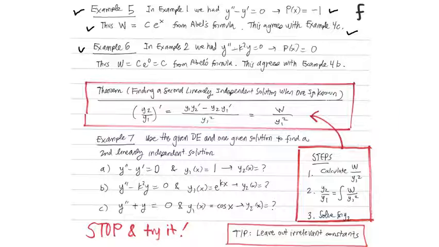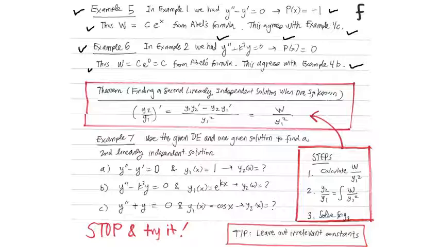Similarly, in example 2, we had this differential equation. The coefficient of y prime is 0 in that equation. So plugging in 0 for big P into Abel's formula, we get the Wronskian as a constant times e to the 0, or just a constant. And this agrees with what we came up with for the Wronskian in example 4b.